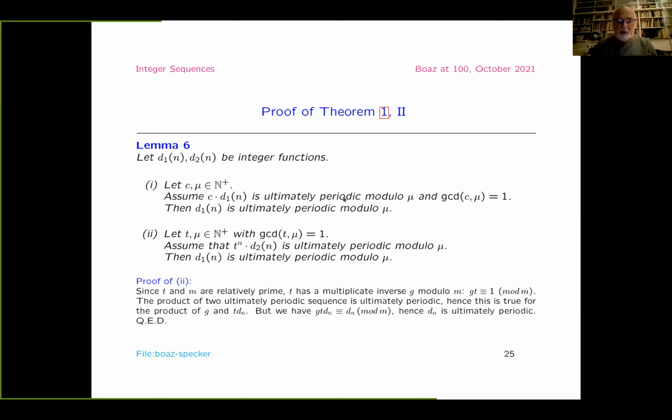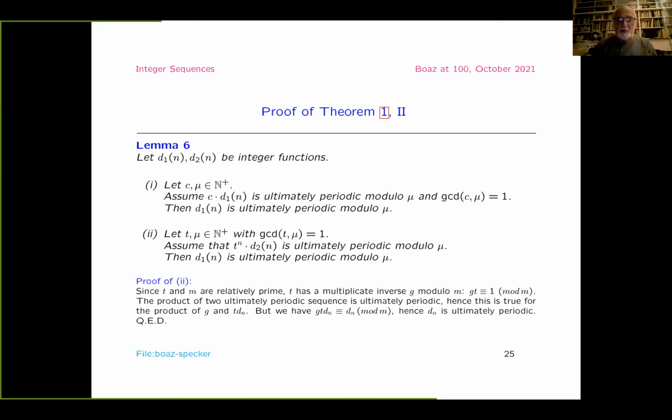And the second lemma says: let T and mu be positive integers with GCD(T, mu) equals 1, and assume that T to the n times D2 of n is ultimately periodic modulo mu, then D1 is ultimately periodic modulo mu. And then putting all this together, I skip this now, then we get... no, first we have to prove this, sorry.